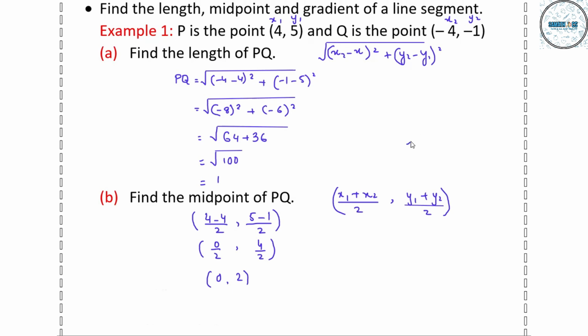If we have a line segment AB whose coordinates are A (4, 5) and B (-4, -1), the length of the line means that we have to find the distance from A to B. The midpoint is the point which is in the center of these two points. So the midpoint is to be over here.